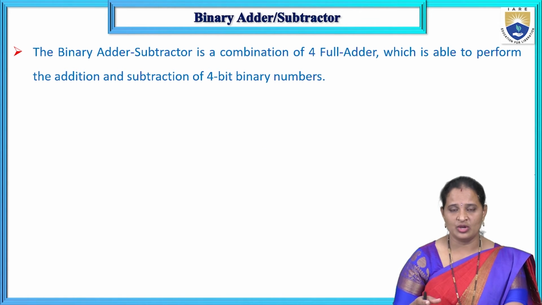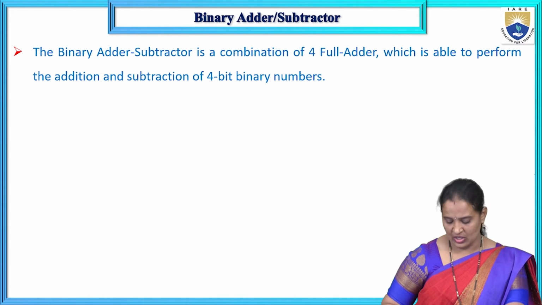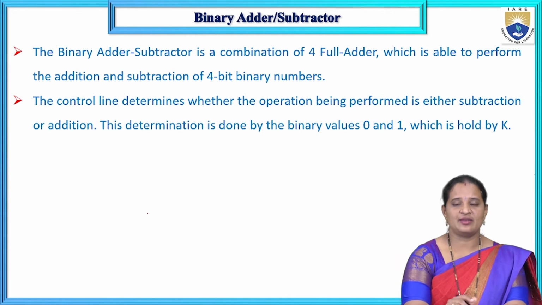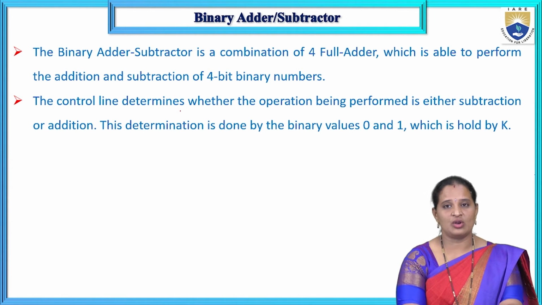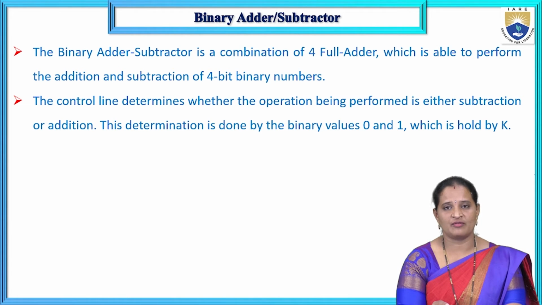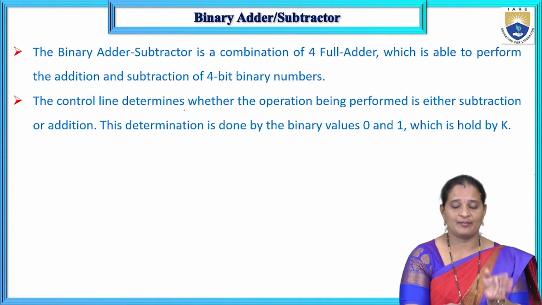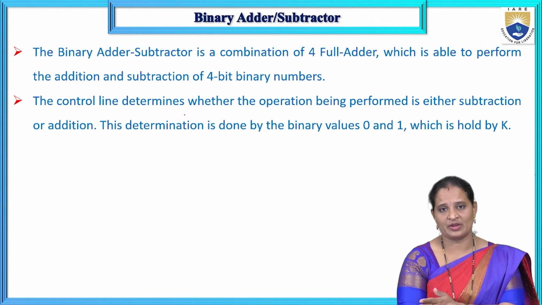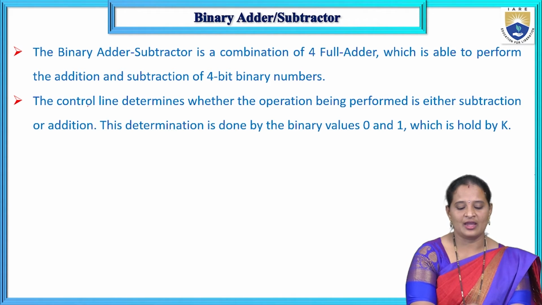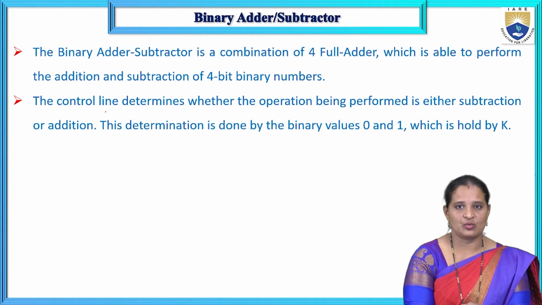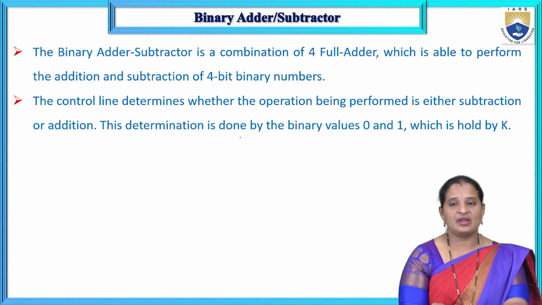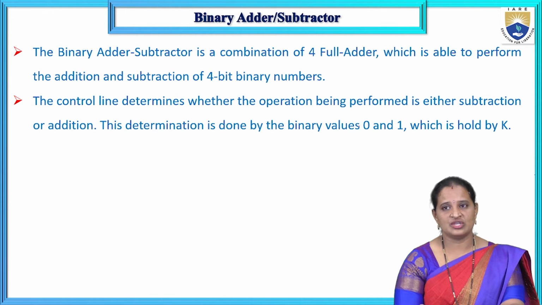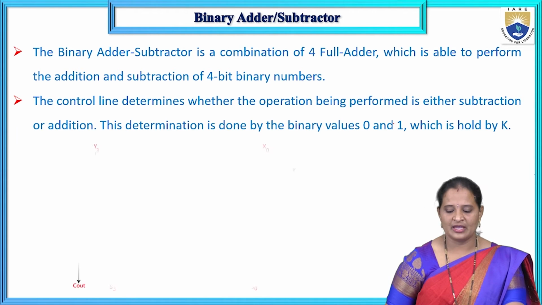Now my aim is to design a single circuit such that it can perform the binary addition as well as the binary subtraction. This can be done by using a control line which determines the type of operation being performed. That means whether I am going to perform the subtraction or addition operation is decided by an extra input which is called the control line. This determination is done by the binary values 0 and 1 which are held by K.